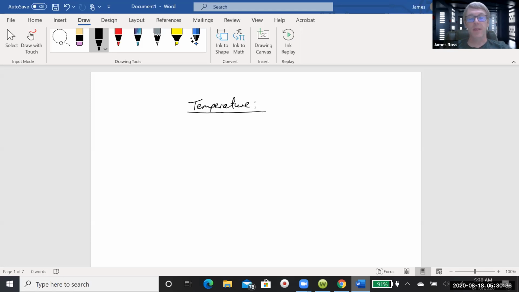So there's numerous ways to think about temperature. And the first way we'll consider is based on kinetic molecular theory.